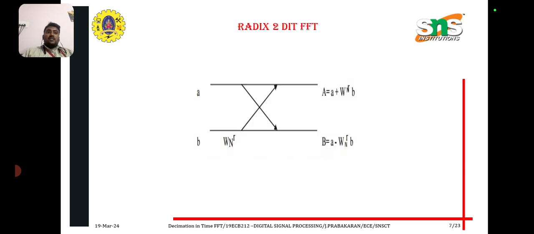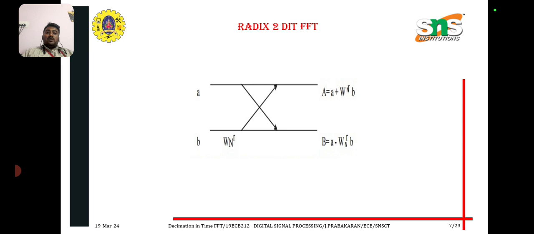The FFT algorithm can be implemented using radix 2 FFT to further optimize performance. Radix 2 FFT is the most common implementation, where the input sequence is recursively divided into halves until reaching base cases with 2 elements each. Here you can see W_N^r is a twiddle factor, small a and small b are the input side, and the output side is capital A and capital B.